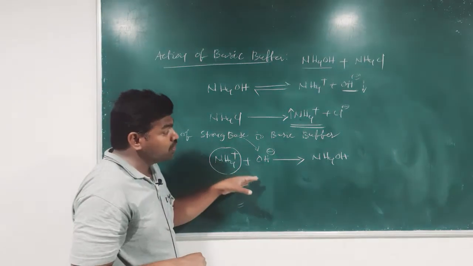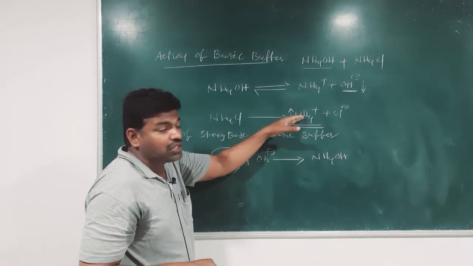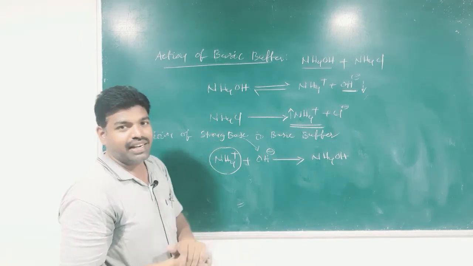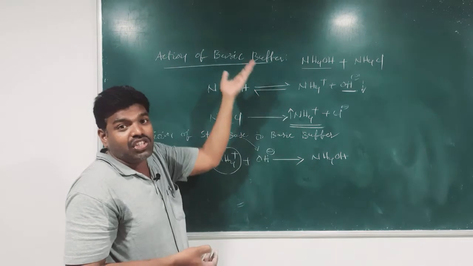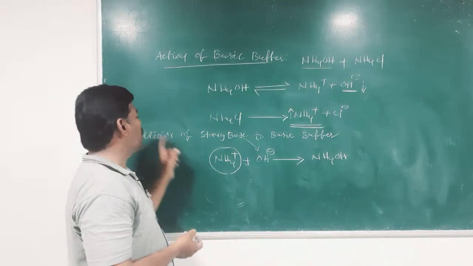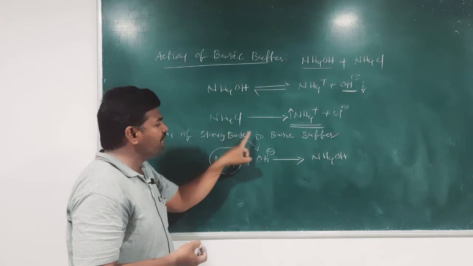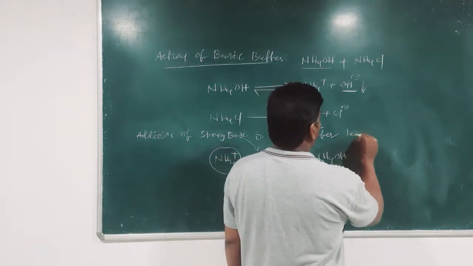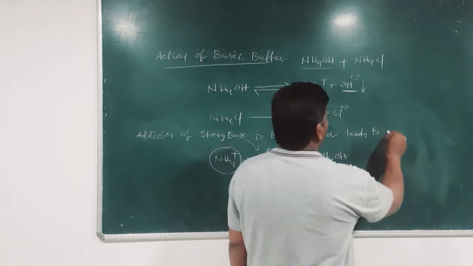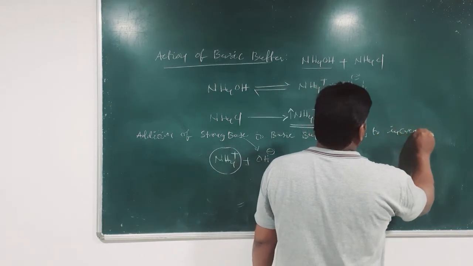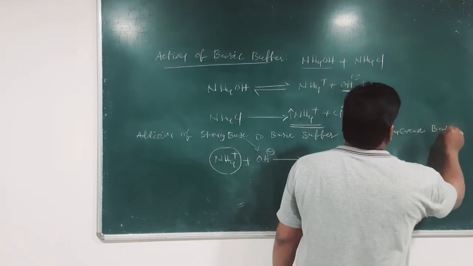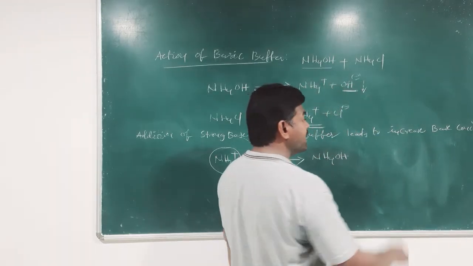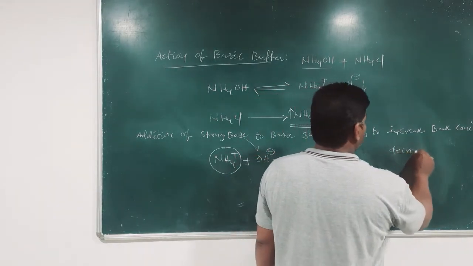So this leads to a decrease in the salt concentration and an increase in the base concentration. Addition of strong base to basic buffer leads to an increase in base concentration and a decrease in salt concentration.